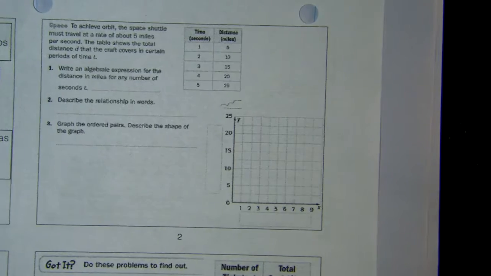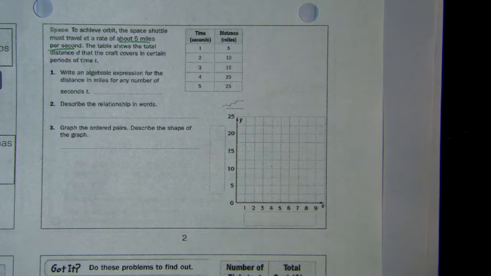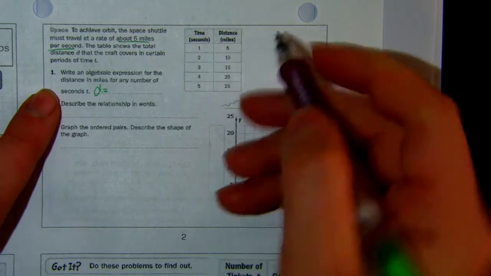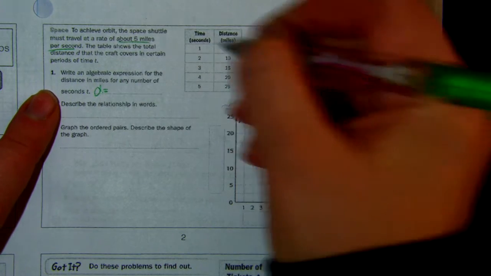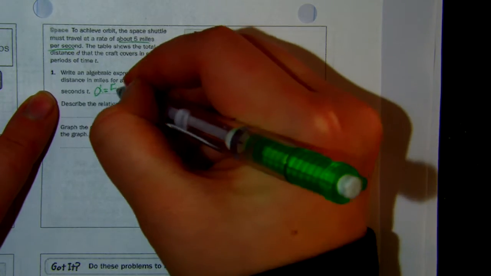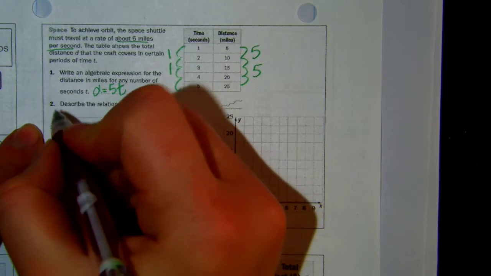So, looking over here, slide 2. To achieve orbit, a space shuttle must travel at a rate of about 5 miles per second. That tells us something. The table shows the total distance d that the craft covers in certain periods of time t. Write an expression for the distance in miles. So the distance is equal to, looks like if we found its change by dividing the outside or the inside, we would get 5 every 1 second. So 5 per time.